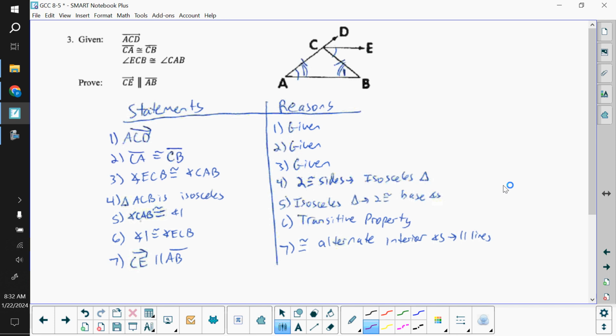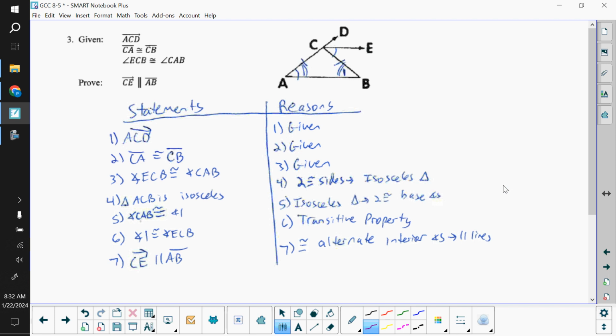Number 3, we had CA congruent to CB. Well, with two congruent sides, that gives you an isosceles triangle. Isosceles triangle then also gives us two congruent base angles. I should mention in the givens we had ECB congruent to CAB, and we should be curious, why are they giving us ECB congruent when it's not in our triangle at all? Well, the goal is to eventually get ECB congruent to that angle that I called angle 1, because that would be congruent alternate interior angles.